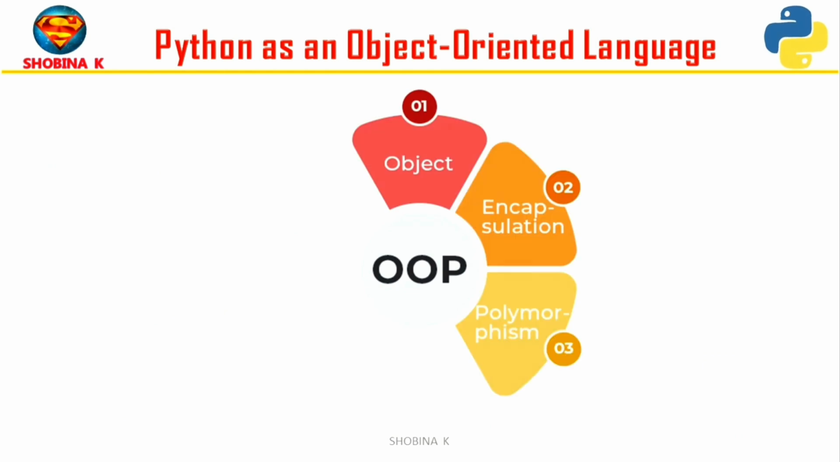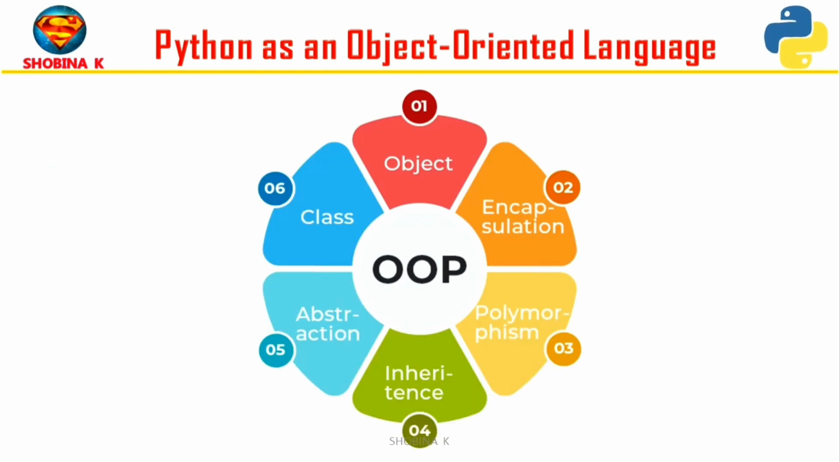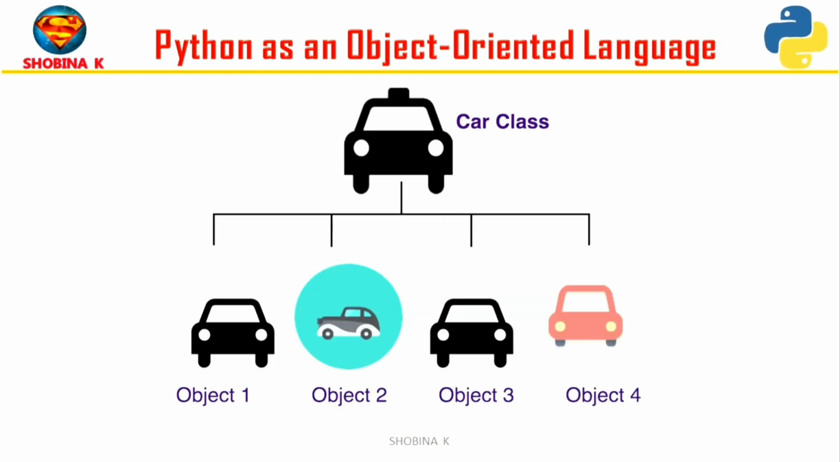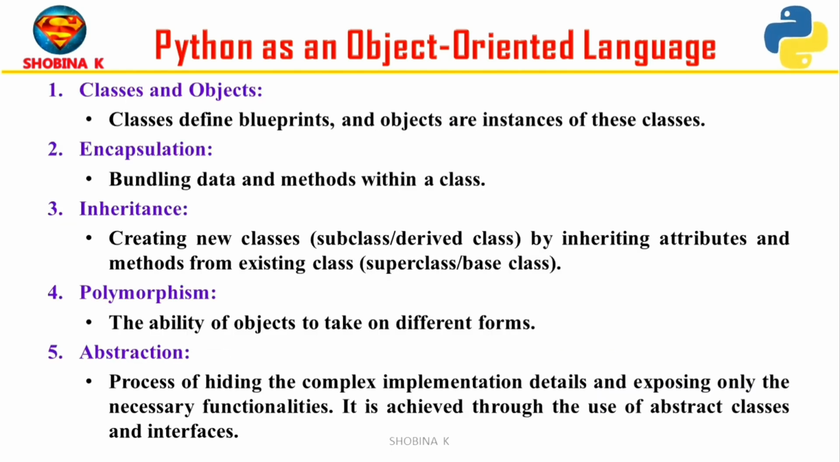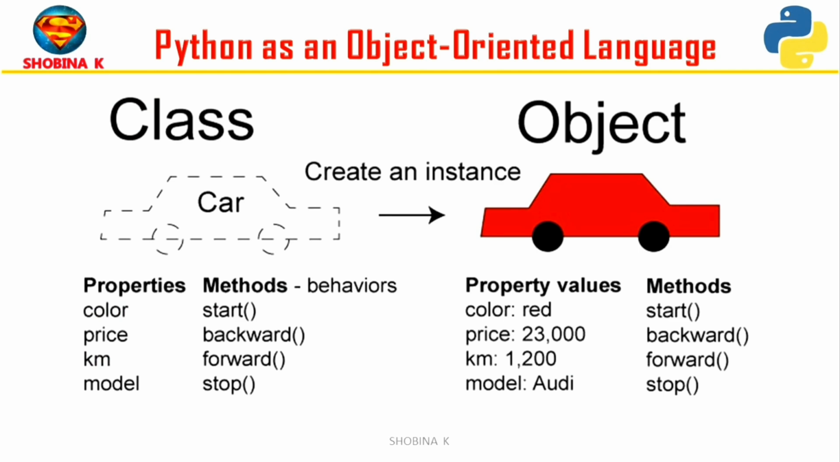Now let's delve into Python's support for object-oriented programming. In OOP, code is organized into objects, which are instances of classes. Python embraces this paradigm, making it versatile and modular. Python supports key OOP concepts. Let's break down each of them. First, classes. Classes are the blueprints or templates that define the structure and behavior of an object, whereas objects are instances of classes. They encapsulate data and behavior.